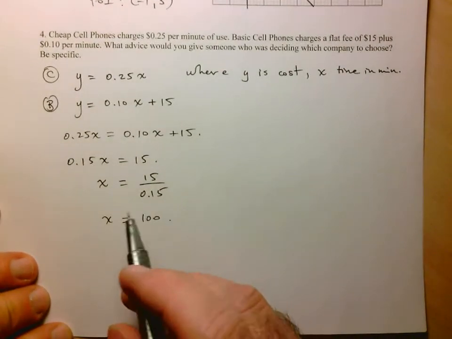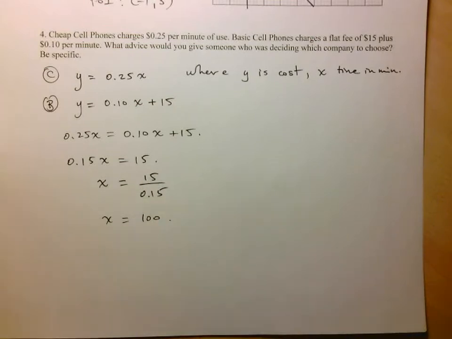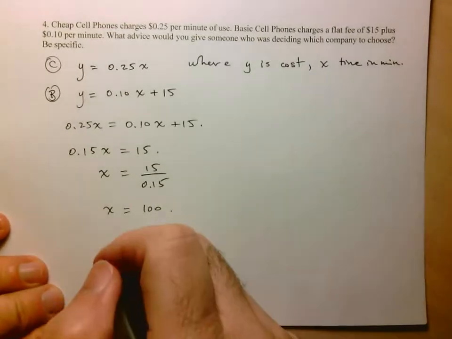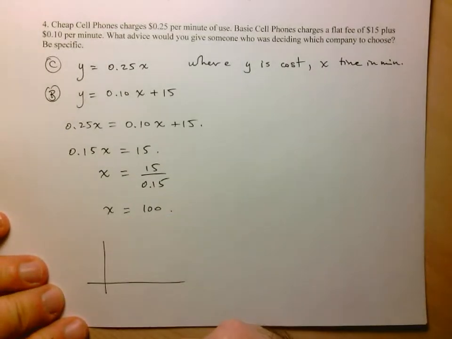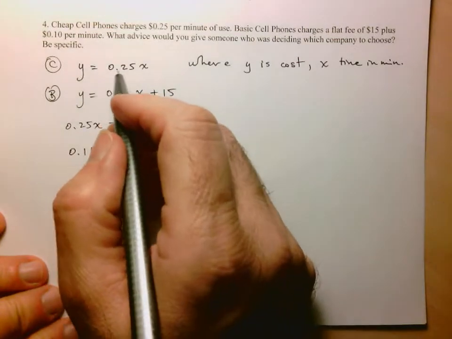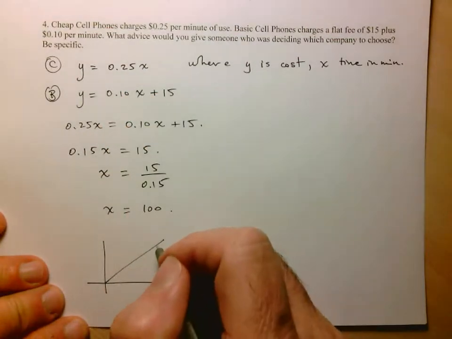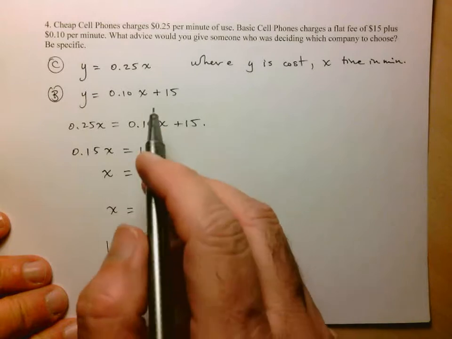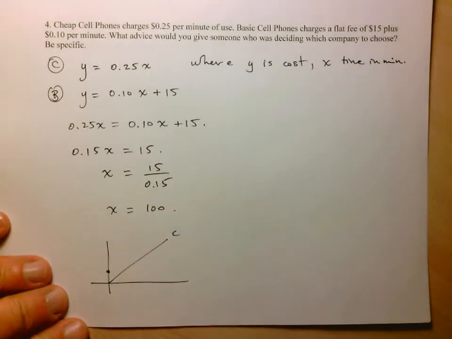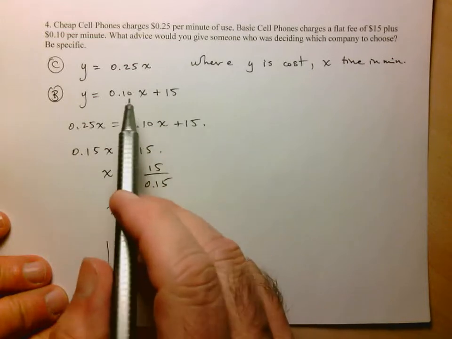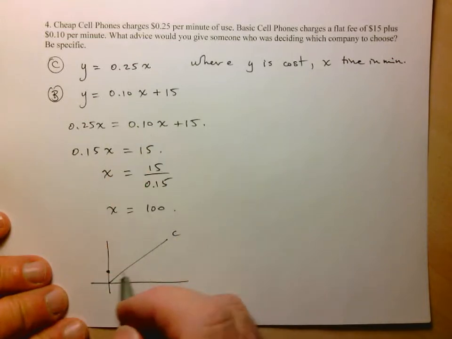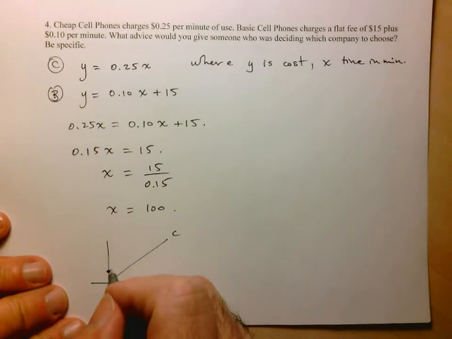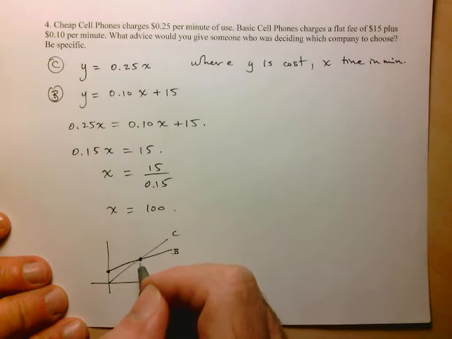So there are a couple of ways to decide which one is better at which times. You can try to reason it out, or another thing that I showed you in class is to just draw yourself a quick graph that's not precise. Here, 0.25x I know is going to cross through the origin, so that's going to be my cheap cell phone. And the other one has a y-intercept that's not 0, but I notice that the slope is smaller, so it's going to increase more slowly. It's going to be less steep. And there's my basic, and that's where they intersect.